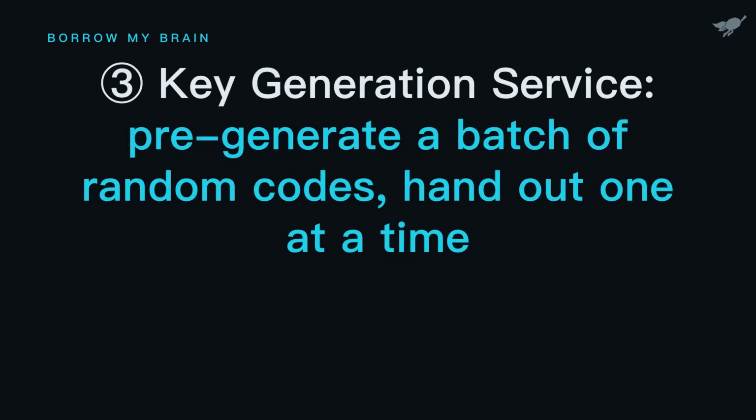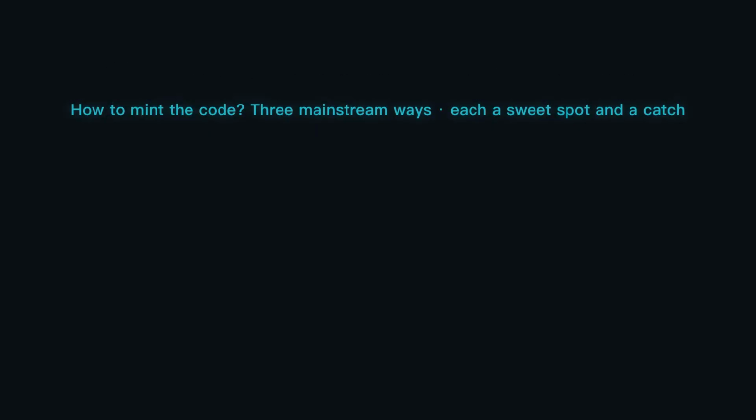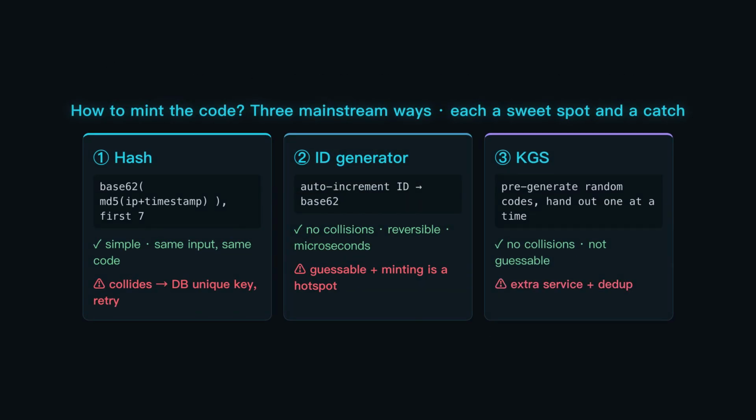Third one, you set up a dedicated key generation service that pre-generates a big batch of random shortcodes up front, stores them, and hands one out whenever someone needs it. Used one, crossed off. No collisions, hard to guess. The cost is you're running one more service, and you have to manage the pre-generation and deduplication. See, there's no free lunch.